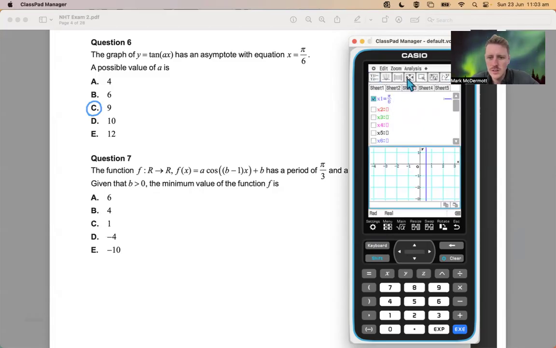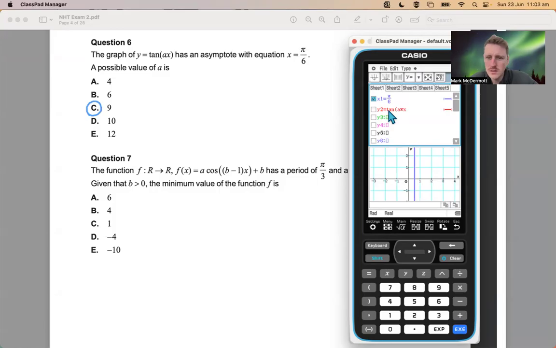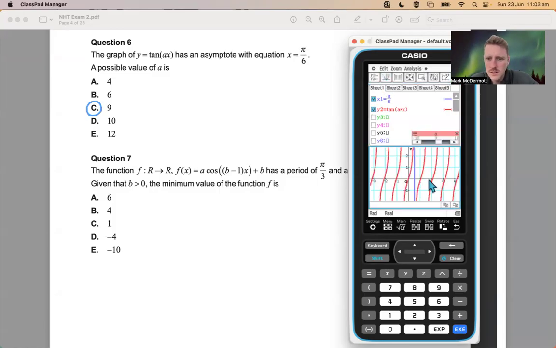And then the next thing I'm going to do is go to sheet 2, go back to y equals. I don't have to go to sheet 2. I can stay here. And then I'm going to type in 10^(ax), a times x. And I'm going to graph that, and I'm going to do dynamic graphing. Okay, if a is 3, seems to be an asymptote at pi on 6, but that's not an option.